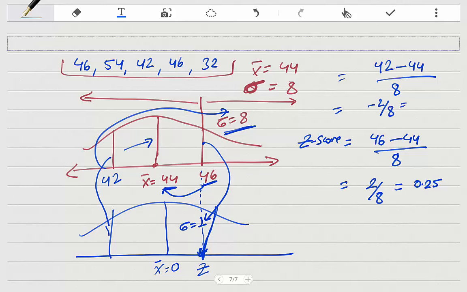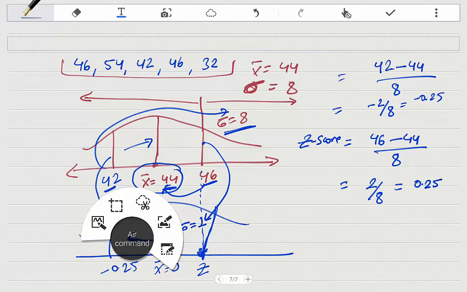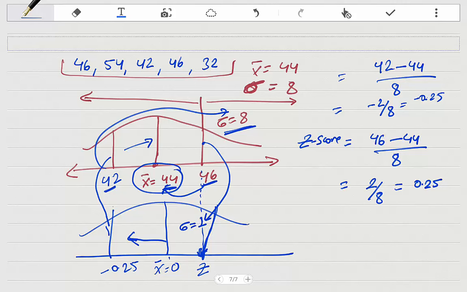That is minus 0.25. Now a sanity check would be, if you are taking a value less than the mean, in this case 42 is less than 44, your Z should come out to be negative, because the only way you can be left of 0 is if you are negative. If you are using a value higher than the mean of the distribution it came from, your Z should be positive. That's why we have 0.25.